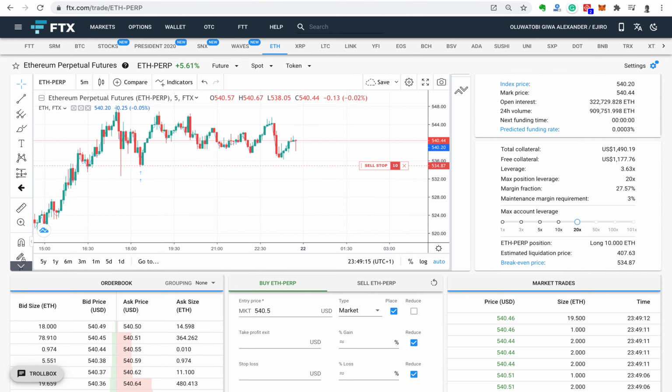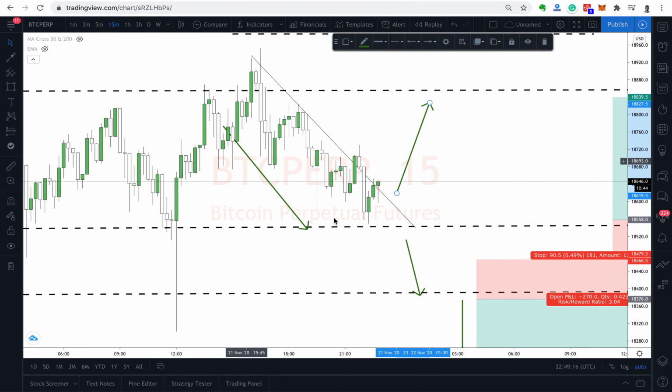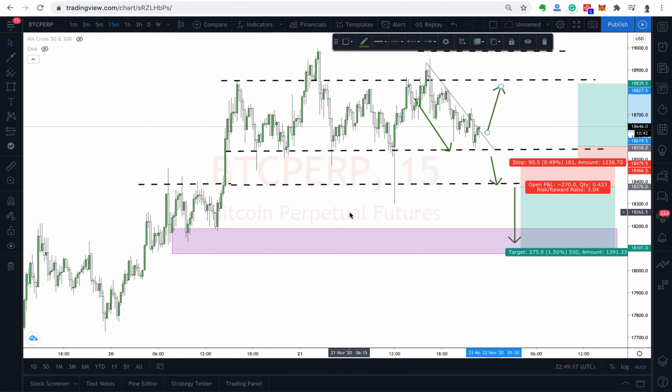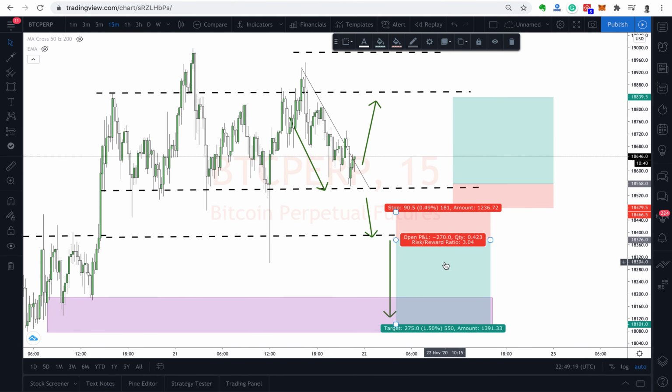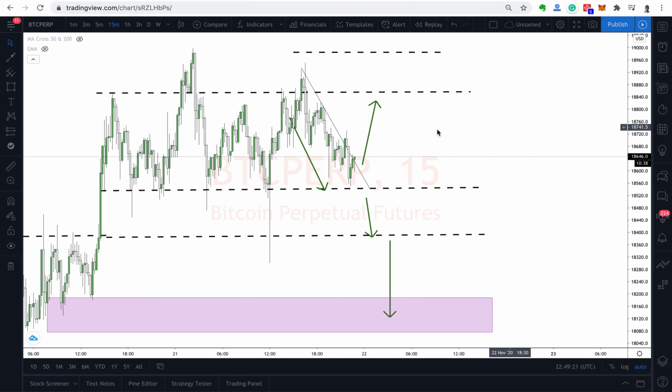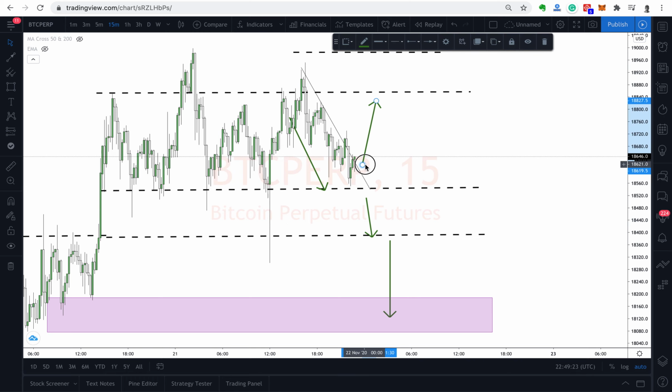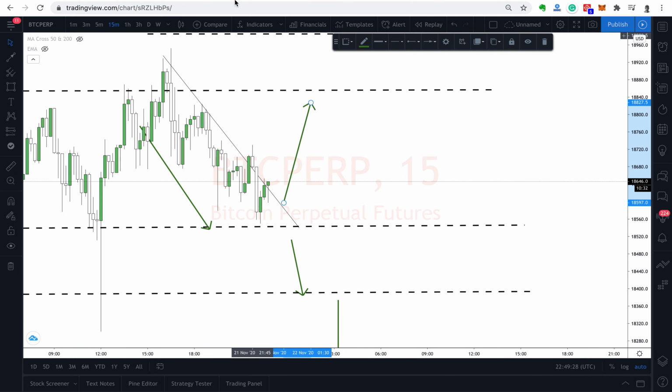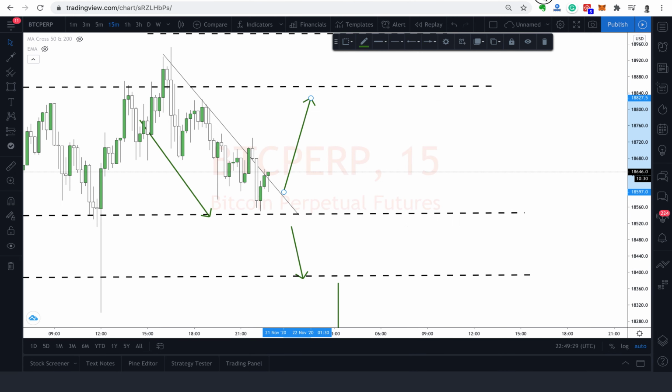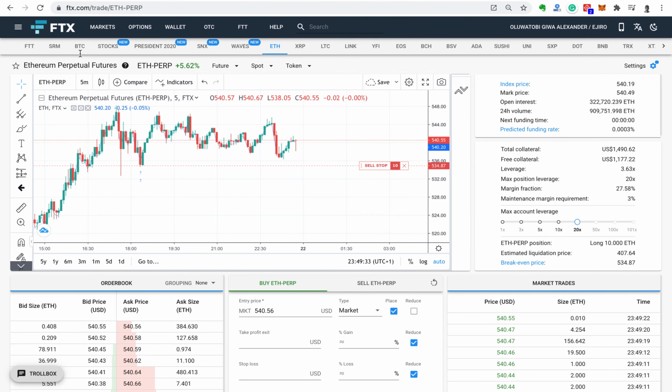So let's go back to our TradingView chart. This is a TradingView chart. You can see all the analysis. Let me clear some of them so that it's not too busy. So now I'm going to place a trade to enter BTC based on the analysis we did.